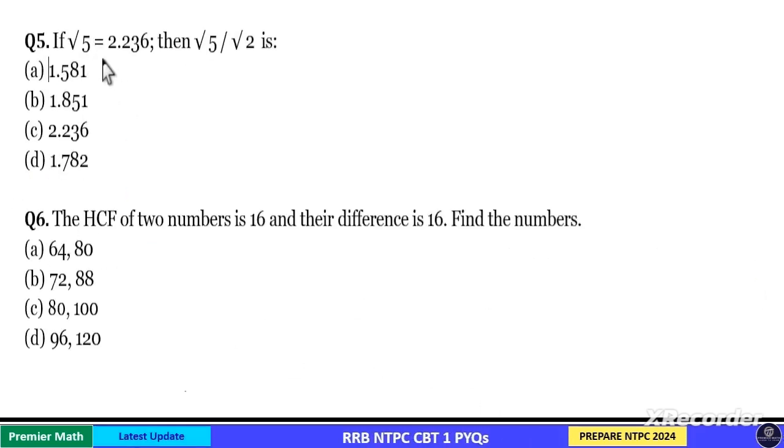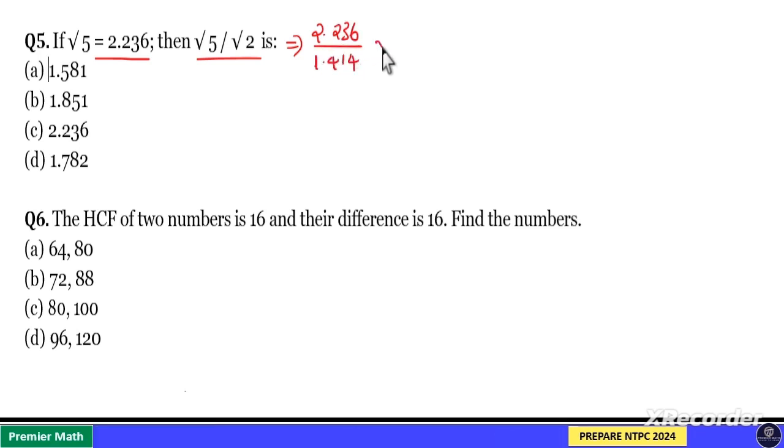If root 5 is 2.236, then what is root 5 by root 2? Here root 5 is 2.236 and root 2 is 1.414. If you look at this, it is around 1.5. So option A is your answer.